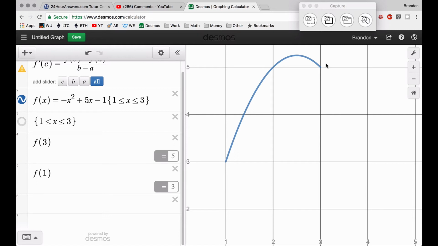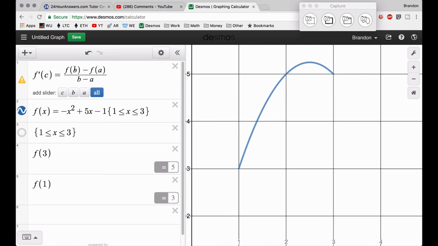Now, one big thing that has to exist here for this to work is that your function must be continuous from a to b. So we've got to have a continuous function, and it's got to be differentiable over this entire interval as well. Well, we have a parabola. Parabolas are continuous everywhere, and they are differentiable through their entire domain. So we have nothing to worry about there.